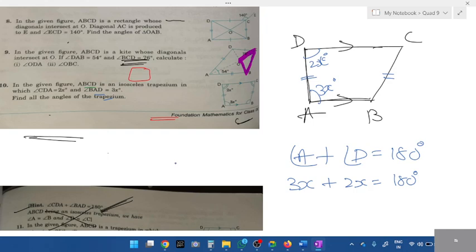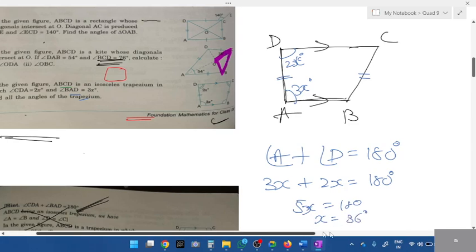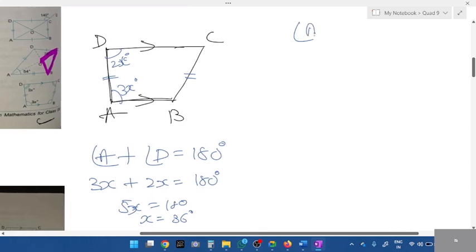Completed, all of you? What's the answer, students? x is equal to 36. If x is 36, what is angle A? Angle D?